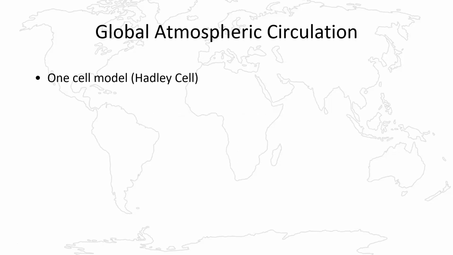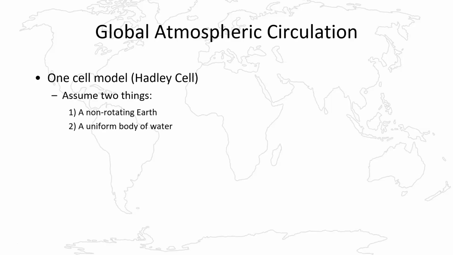The one-cell model is also known as the Hadley cell model, and the name comes from meteorologist George Hadley, who was a pioneer in wind understanding, and he really came up with the foundation for this one-cell model all the way back in 1735. The one-cell model is going to make two very large assumptions.